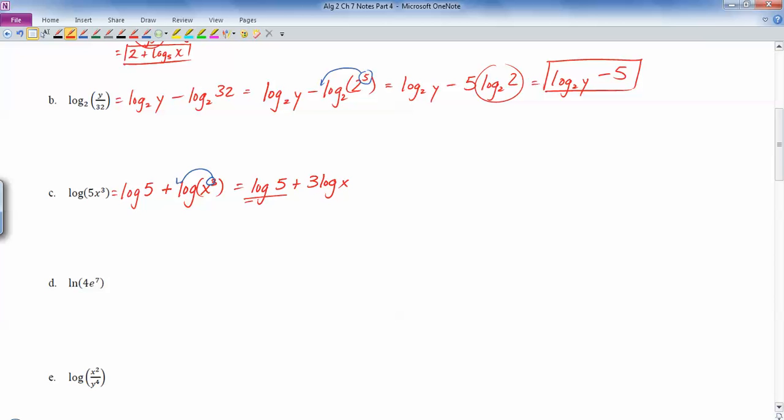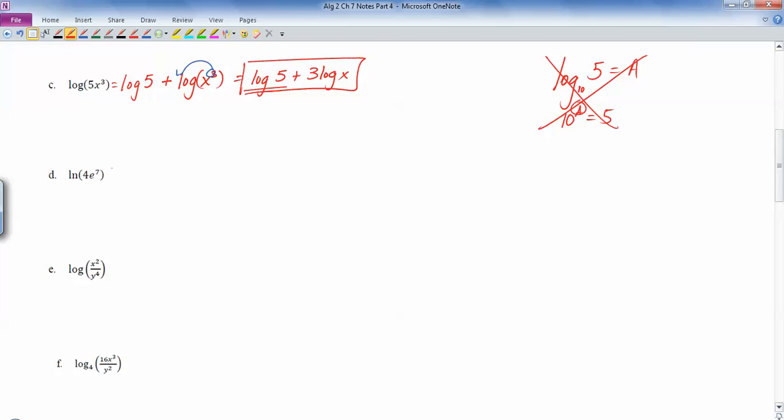And log 5, you can't actually do anything with it if you think about it. It's log base 10 of 5. If I called that a, let's say, then it's 10 to the a equals 5, but there's no nice a that actually works for 10 to the a equals 5. So this one we just leave put, and this is our final answer right here.